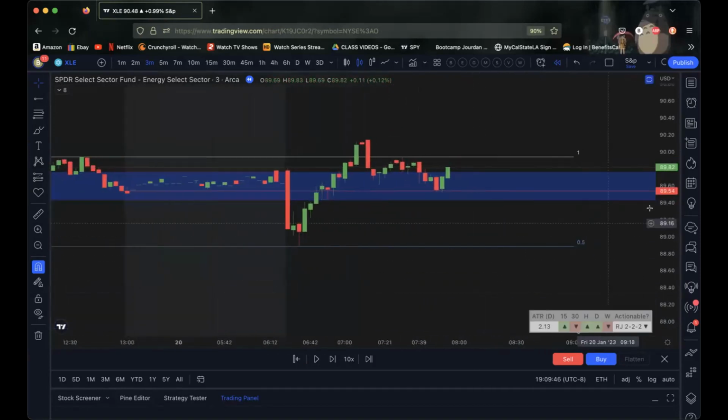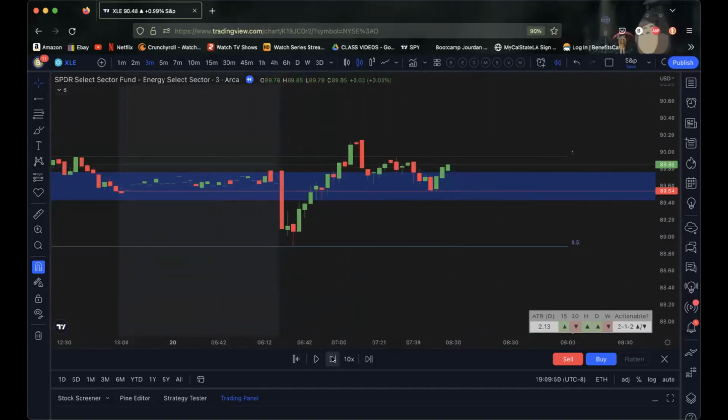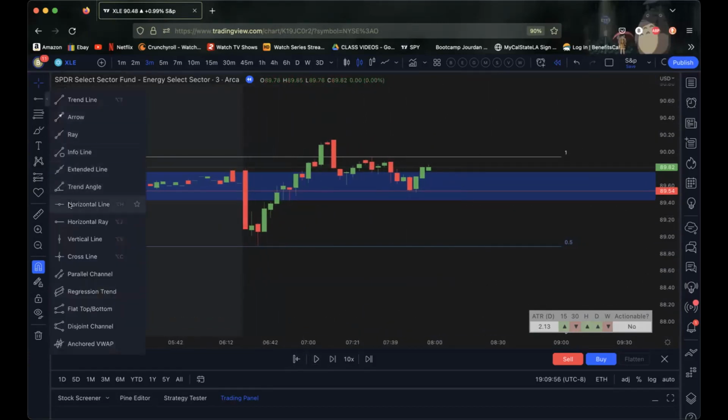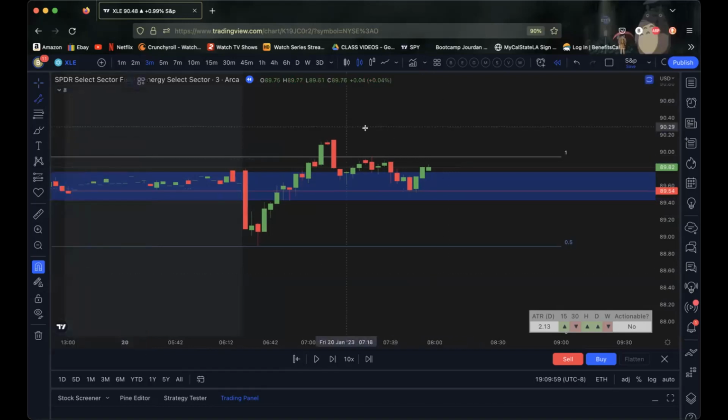And another thing that we could look at. What time is this? 7:57. Another thing that we could look at, which I think Raj was also mentioning, is that we have what appears to be a trend line.